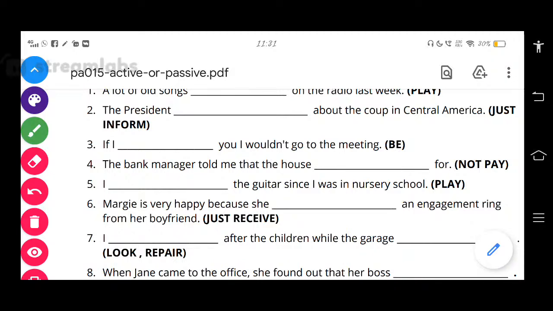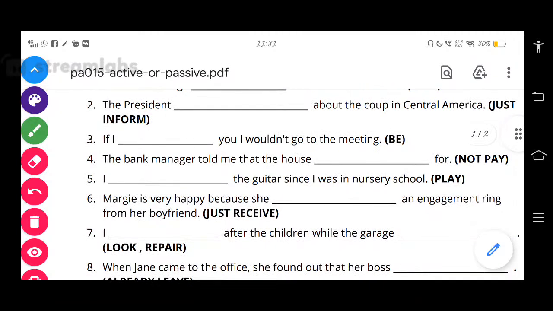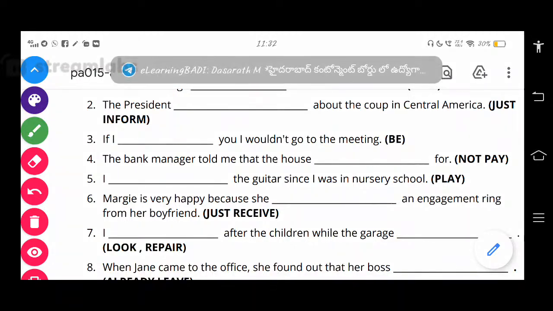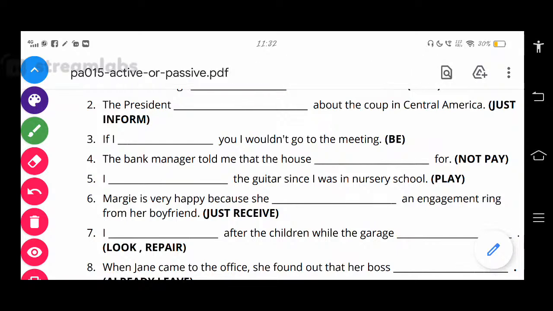Right, let's see the fifth example. Let us look at the fifth example. I dash guitar since I was in nursery school. Right, in this sentence the subject is I and the verb is play. I dash play the guitar since I was in nursery.